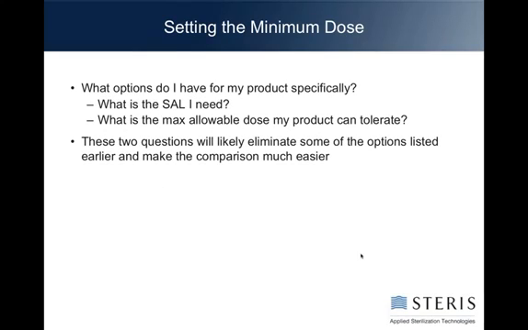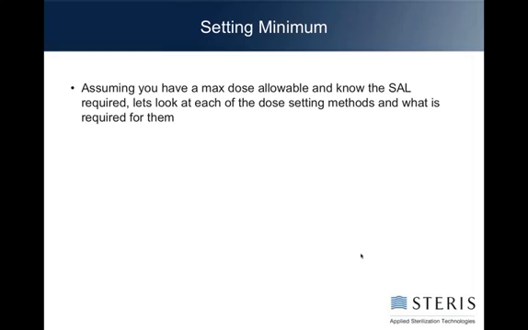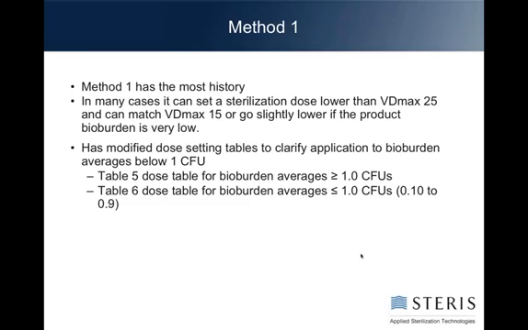Dose setting minimums. What options do I specifically have for my product? Not how many do I have available in the standards. Well, the first place you start is what sterility assurance level do I need, and what maximum dose do I allow? Because those two questions are going to eliminate a lot of the long numbers of choices on that list so that you can get a more manageable set of options and then pick which one works best for you. Assuming you have these two, the choice is going to be much easier for you.